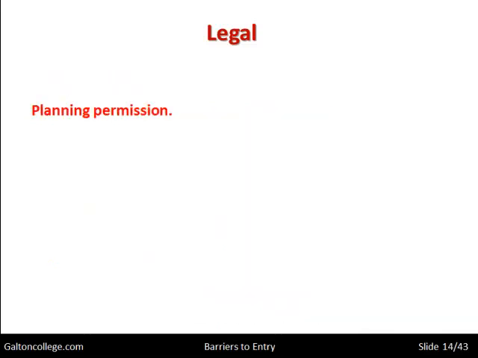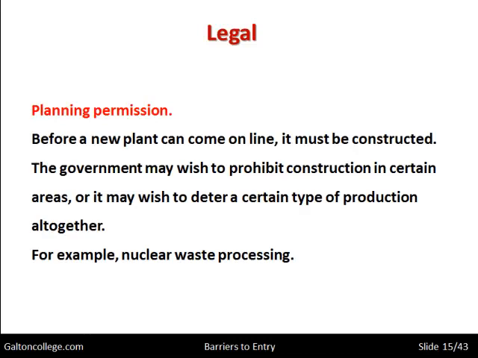Legal barriers also involve planning permission. Before a new plant can come online, it must be constructed. The government may wish to prohibit construction in certain areas, or may wish to deter certain types of production altogether. For example, nuclear waste processing. So some companies are permitted to do this. Other companies are not.